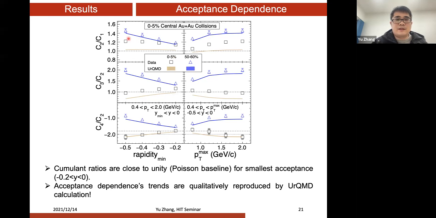And still, from the comparison of data and the UrQMD calculation, we see the UrQMD model qualitatively reproduces the data's trend. And it's expected for the smallest acceptance window, the cumulant ratios are reduced to the Poisson statistics.